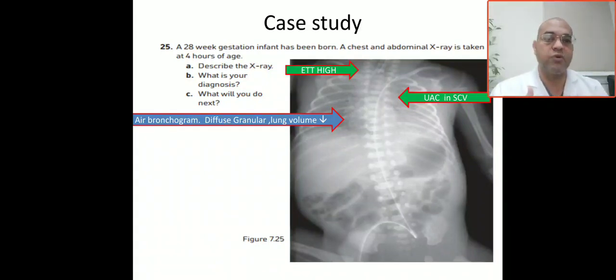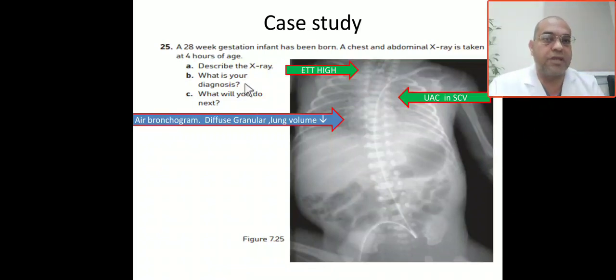Our case today is a preterm infant, 28 weeks gestation, who has been born. A chest X-ray and abdominal X-ray are taken at 4 hours of age. A, you have to describe the X-ray finding. B, what is your diagnosis after you describe the X-ray finding? And third, what will you do next? First of all, you have to describe what is in the X-ray.